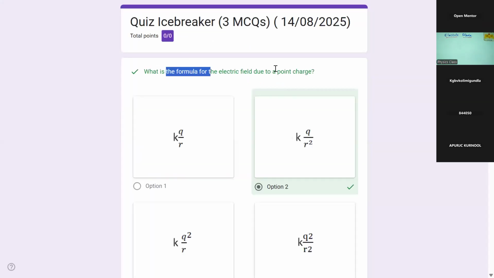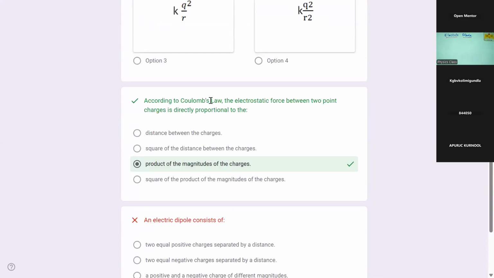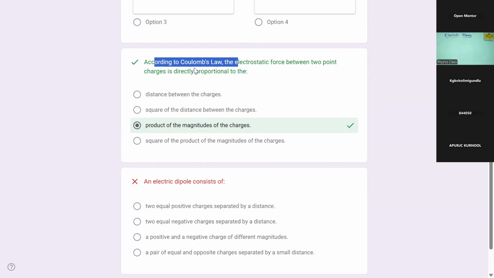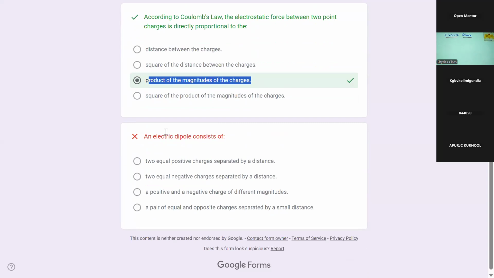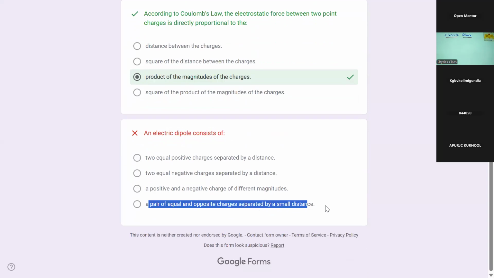What is the formula for electric field due to a point charge? Option 2, K into Q by R square. According to Coulomb's law, the electrostatic force between two point charges is directly proportional to the product of the magnitudes of the charges. An electric dipole consists of a pair of equal and opposite charges separated by a small distance.